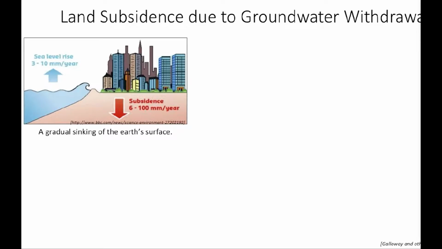So land subsidence due to groundwater withdrawal. Land subsidence is essentially a gradual sinking of the Earth's surface. So when you have land that's subsiding 6 to 100 millimeters per year, and the sea level is rising 3 to 10 millimeters per year, you're going to be pretty much out of luck because the ocean is going to take over the land and you are in the sea.